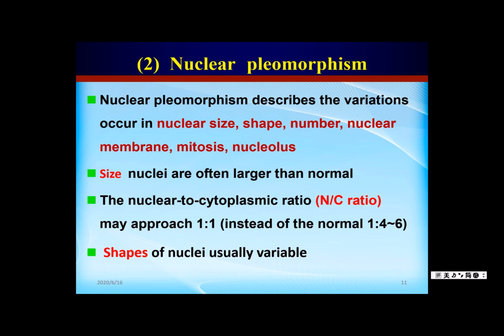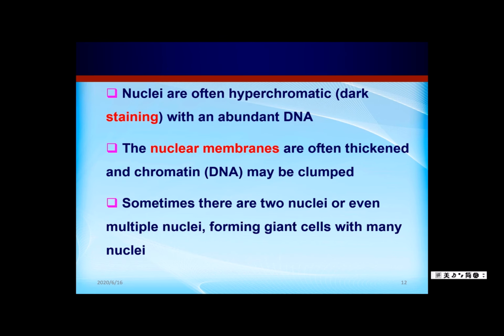Size. Nuclei are often larger than normal, so the nuclear to cytoplasmic ratio may approach 1:1. The normal is 1:4 or 1:6. The shape of the nuclei is usually variable. Nuclei are often hyperchromatic, so the staining is very dark because of abundant DNA. The nuclear membrane becomes thickened, and the chromatin may be clumped. Sometimes there are two nuclei, even multiple nuclei, forming a giant cell.